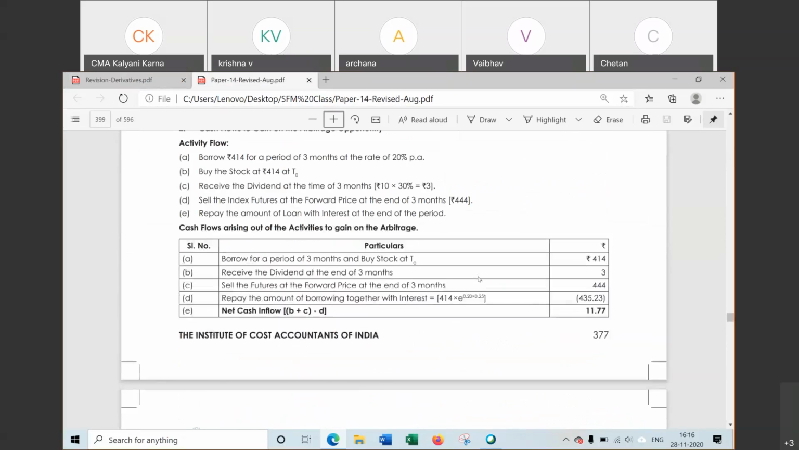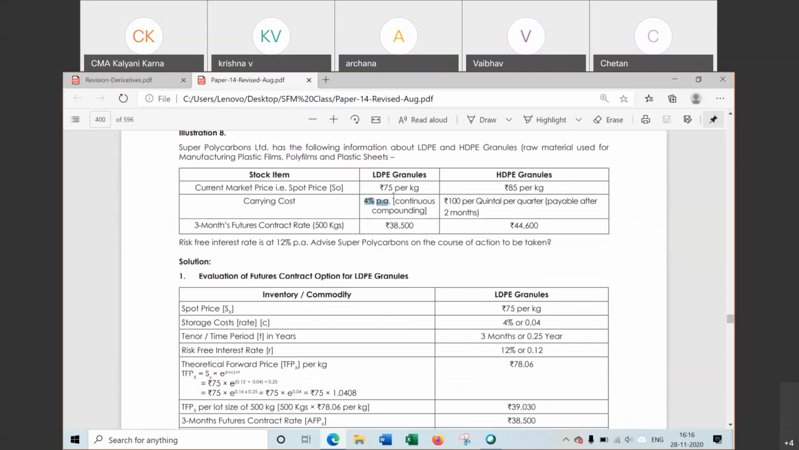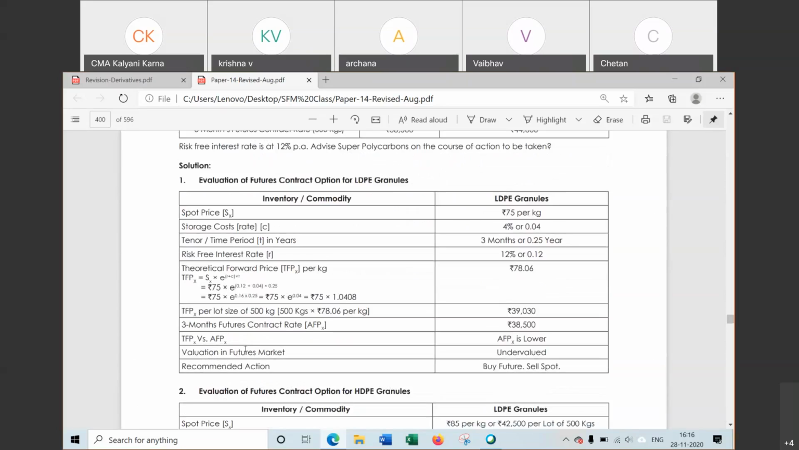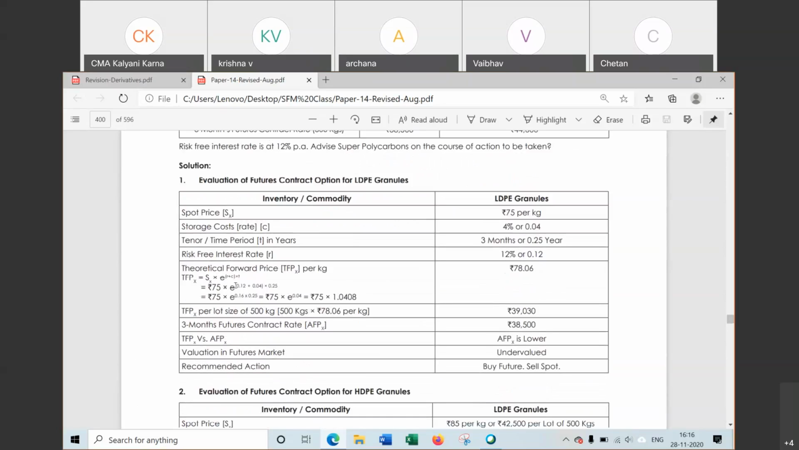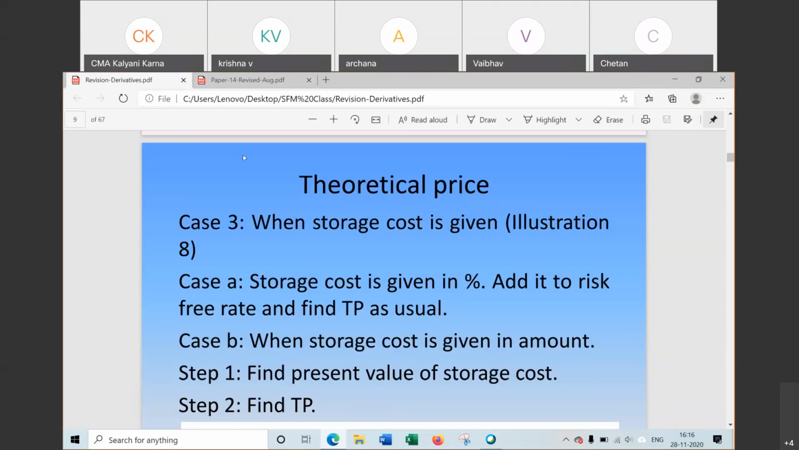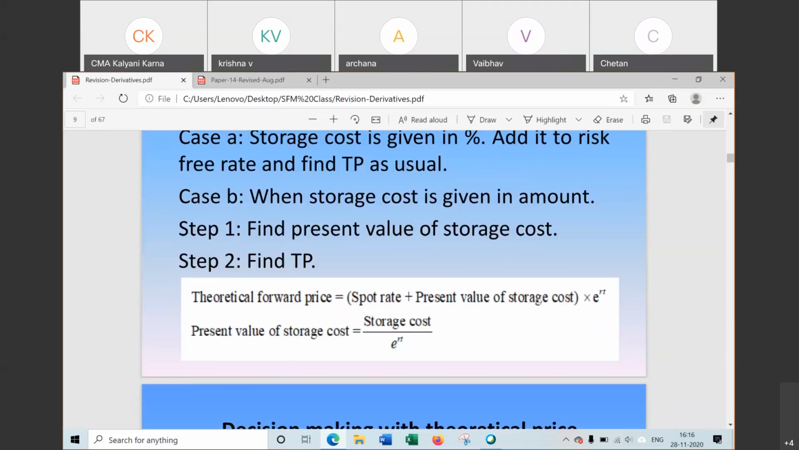When storage cost is given in amount and when storage cost is given in percentage. So when storage cost is given in percentage, in the case of granules, we can add this storage cost to the value of R, and rest of the things will remain same. So how to find this one? Simply we have to find this theoretical price with simple value, spot into e to the power of RT. We are talking about the computation of theoretical price when storage cost is given. It can be computed with the help of this formula.